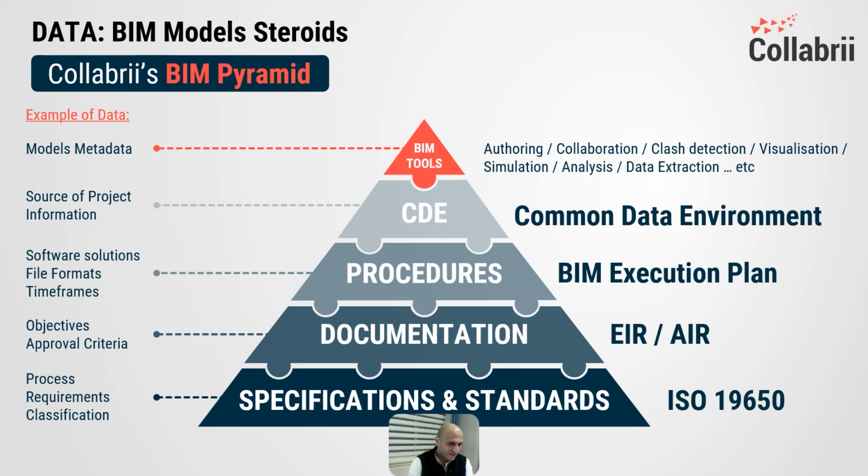However, the reason for having this pyramid in our presentation today is to highlight examples of data that sits in those documents or those requirements. For example, the ISO dictates or gives us the actual steps of the process that we need to follow. The EIR gives us the objectives and the approval criteria that comes out from the objectives. BIM execution plans dictates the software solutions, the file formats I need, the time frames. We're going to see later on in the presentation why we need such information.